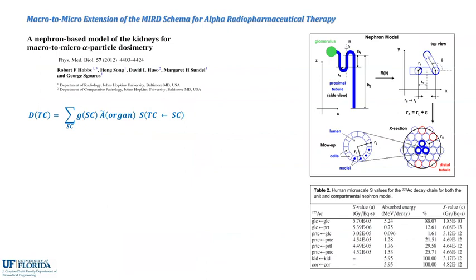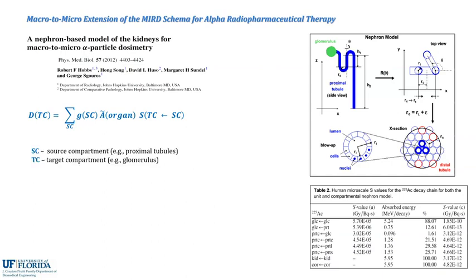One extension that was pioneered by Rob Hobbs, our next speaker in the series, was for alpha radiopharmaceutical therapy. Here he was looking at the kidneys and really coming to the realization that macroscopic models of the kidney weren't appropriate for looking at renal damage delivered by alpha particles. Looking at the range of alpha particles, you really needed to go down to the individual nephron level. And so here a stylized model of the nephron, including a glomerulus and a simulated segment of a proximal tubule, is used for source and target.